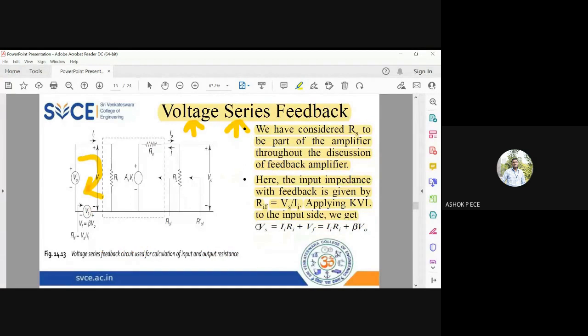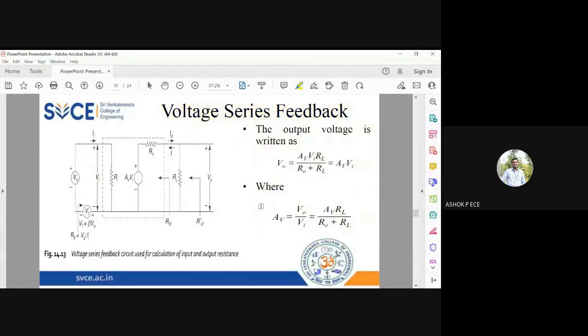So I substitute everything here. Vs equal to Ii into Ri plus beta into V naught. Now, only when I divide by Ii can I find RIF. But in both the terms, I don't have Ii. I have Ii only in the first term. In the second term, I don't have Ii. For that, what you should do is find what V naught is.